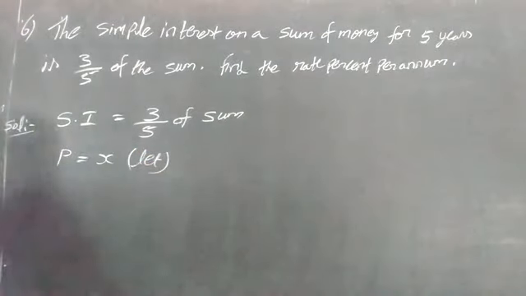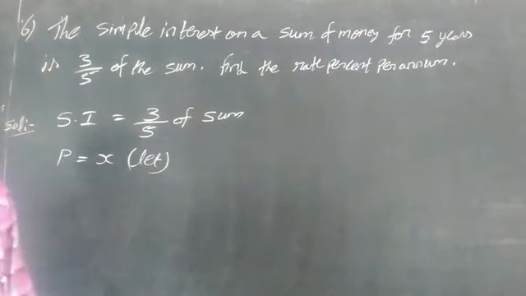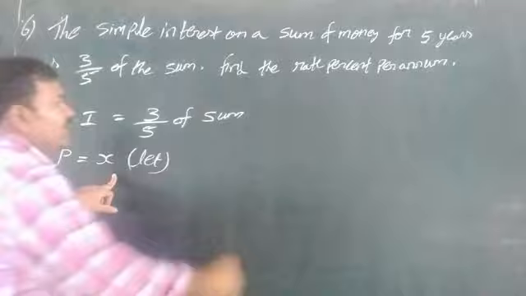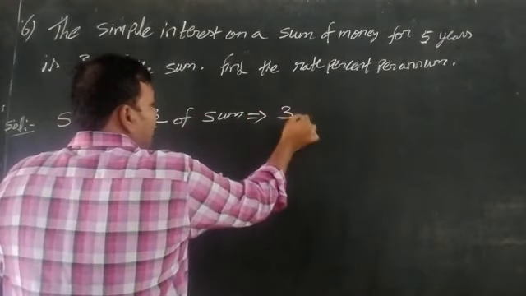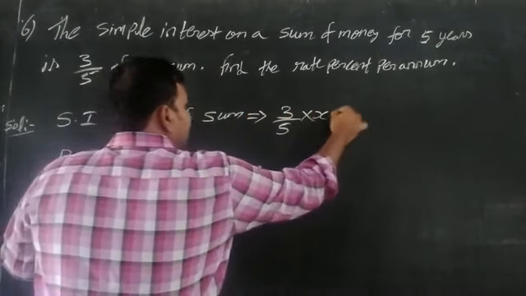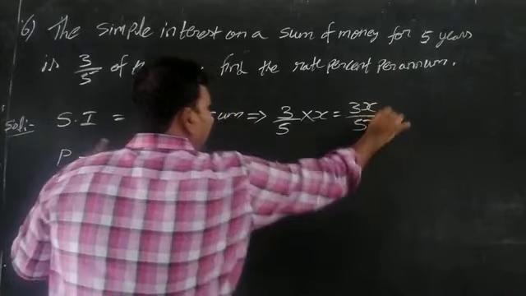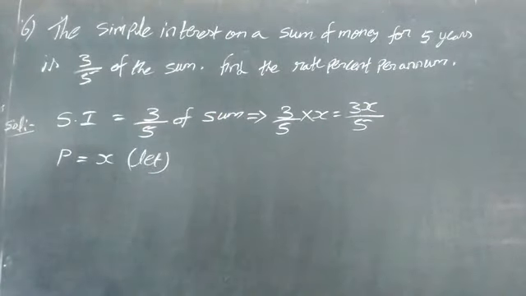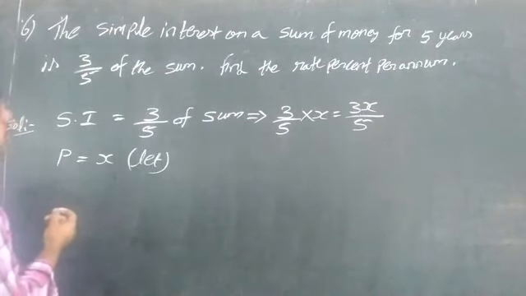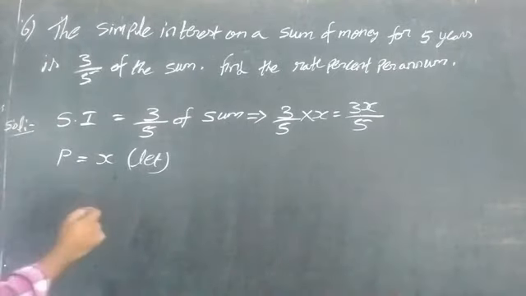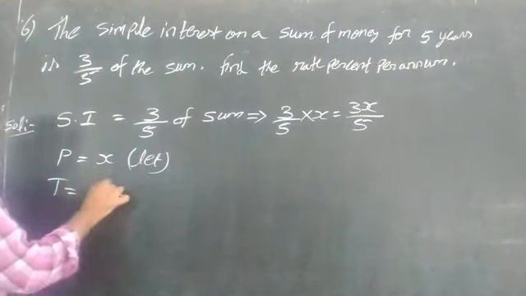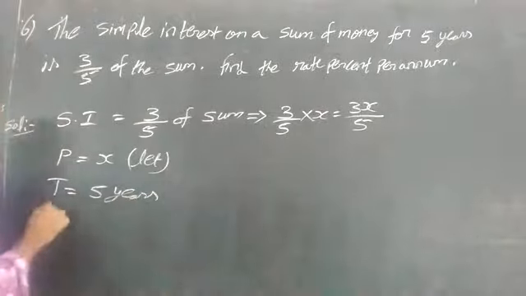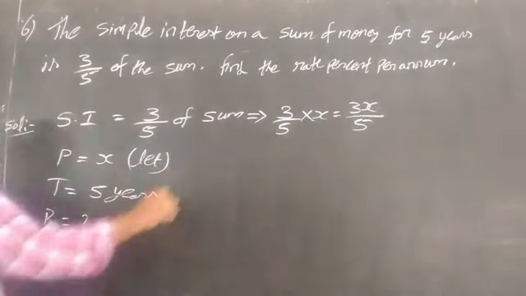Let P be x, since the principal is not given in the question. We have to take it as P is equal to x. That means 3 by 5 into x is equal to 3x by 5. The time is given in this question: T is equal to 5 years. What do we have to find? Rate is equal to question mark.